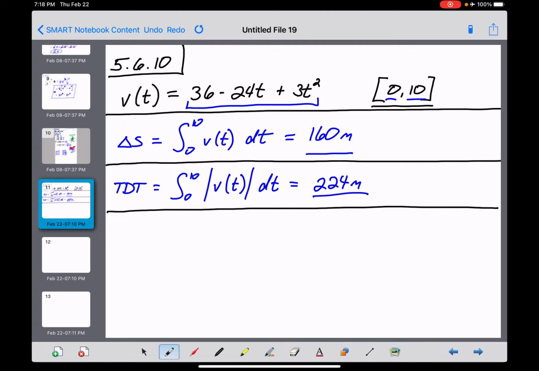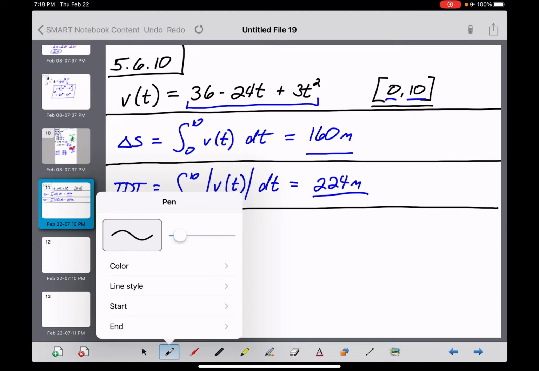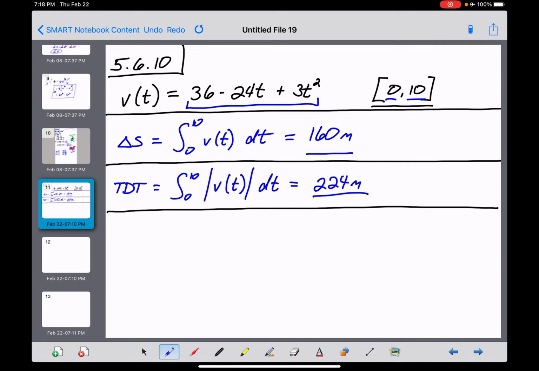Now, to do that, what we're going to need to do first is figure out where the velocity of this object is positive and negative. So to do that, we're going to take the v of t function, 36 minus 24t plus 3t squared, and we're going to set that equal to 0.